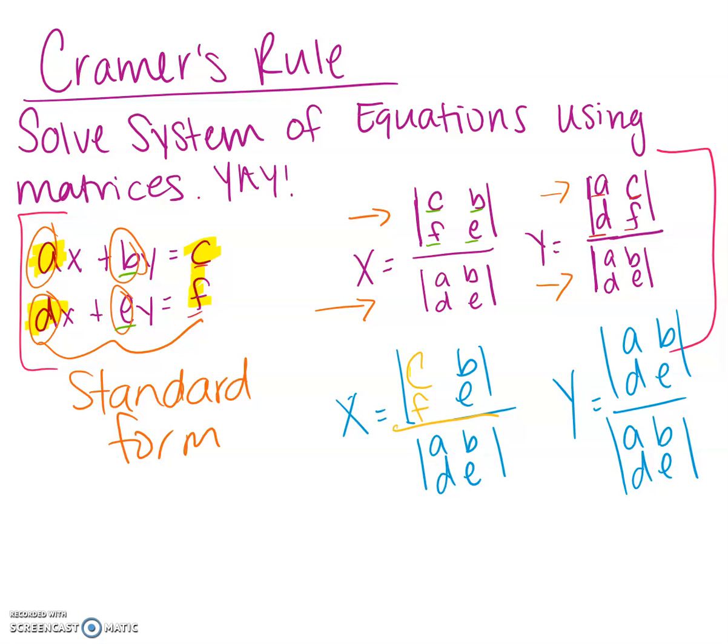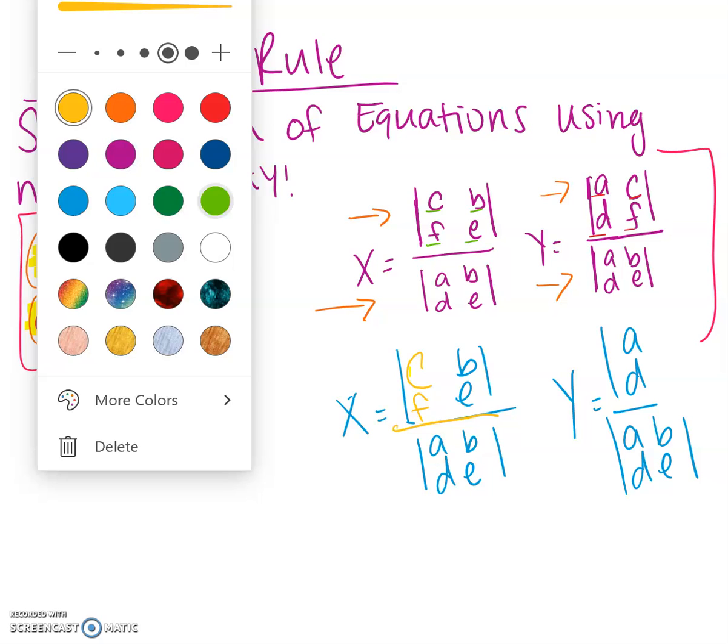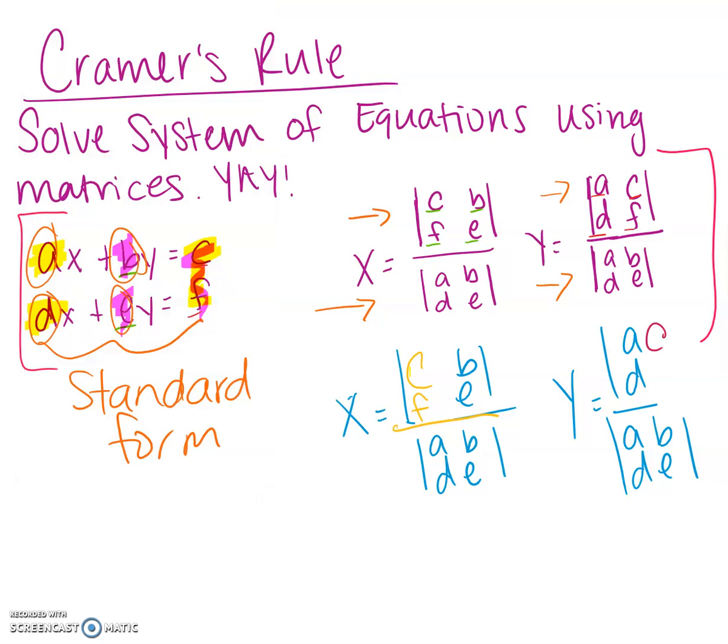All right, and same with the y. Since we're finding y, we want to replace the y coefficients, so B and E, with the solutions to the equation. So we want to replace B and E with C and F. And order does matter, because when you're finding that determinant, you're going to end up subtracting those values. So yes, order does matter.